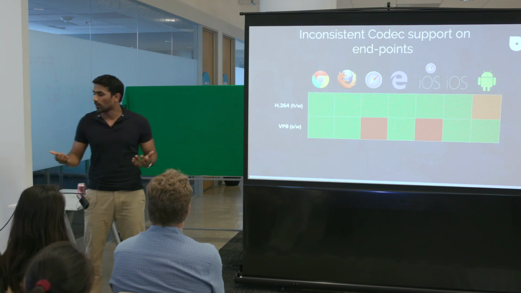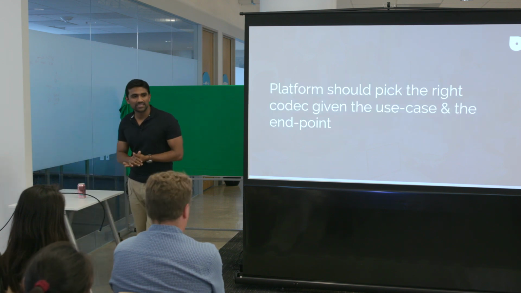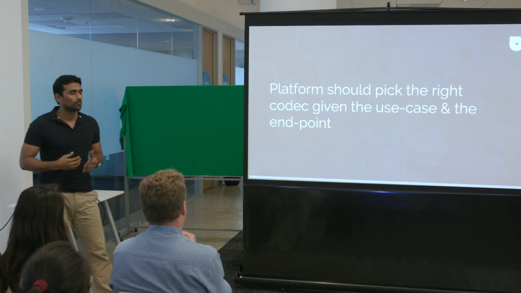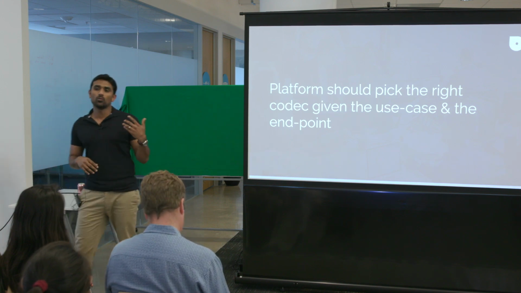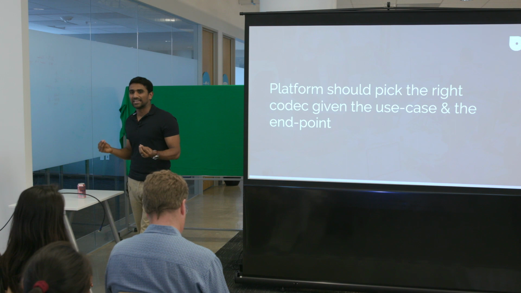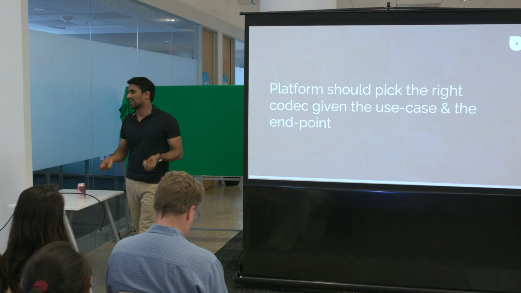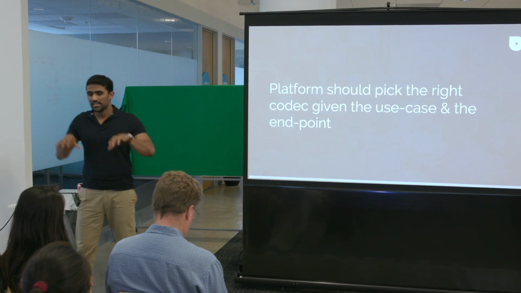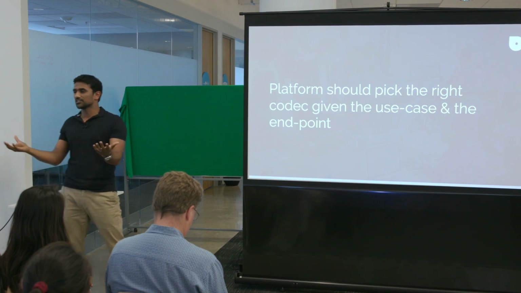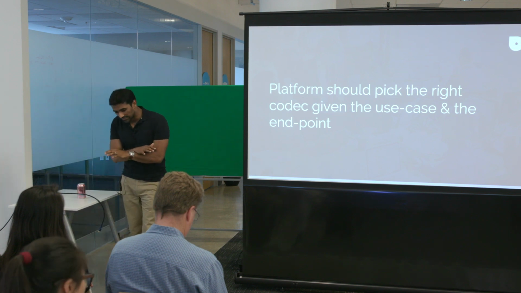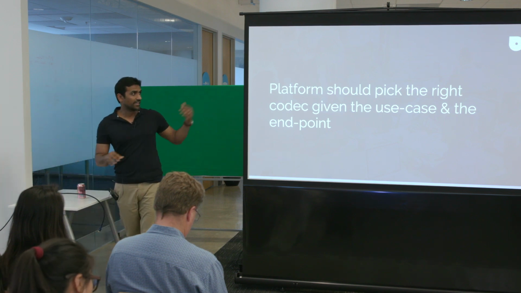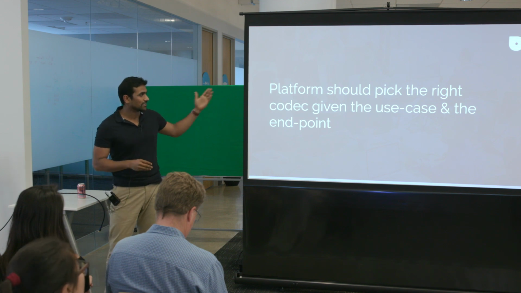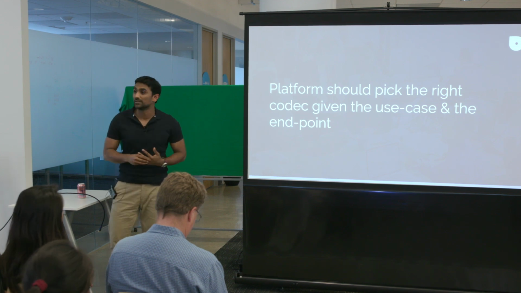These are the kind of problems that we as an RTC platform are thinking about. This is top of mind for us. And we are finding ways to pick the right codec for application developers given the use case and the endpoint, so that we abstract application developers like yourself from all the dynamics of WebRTC and the codec interoperability issues that might come about.